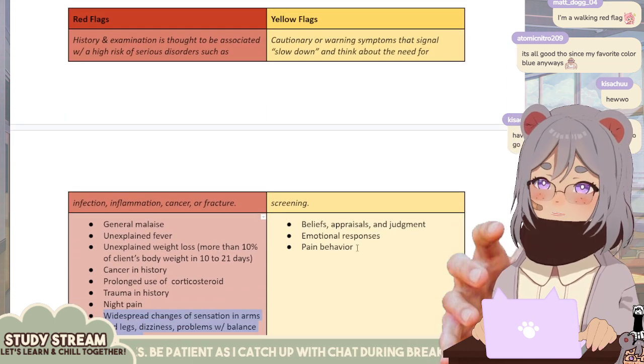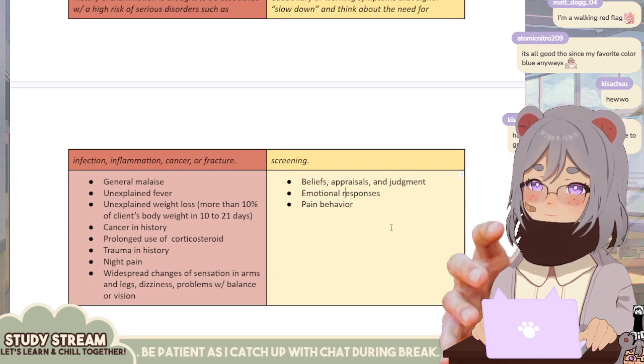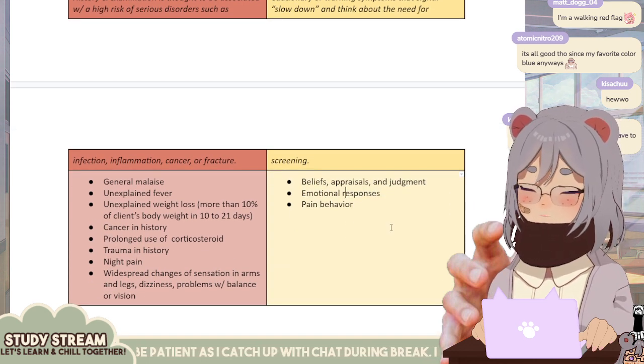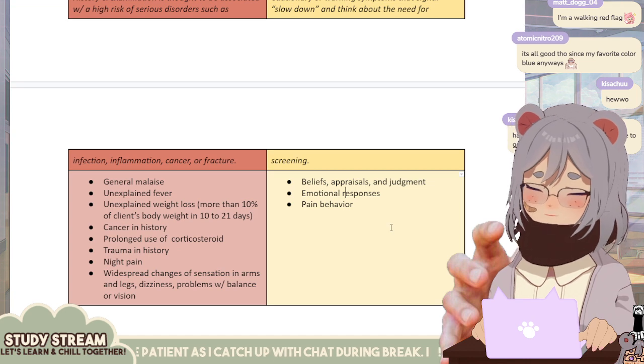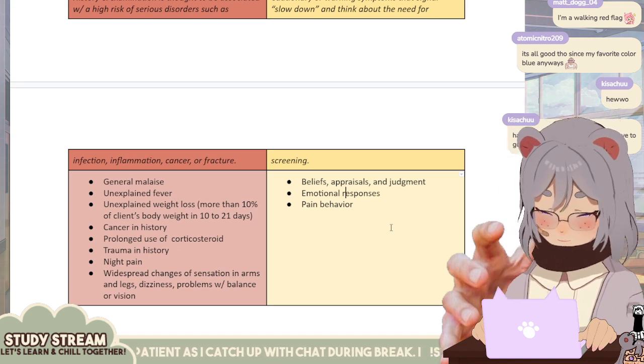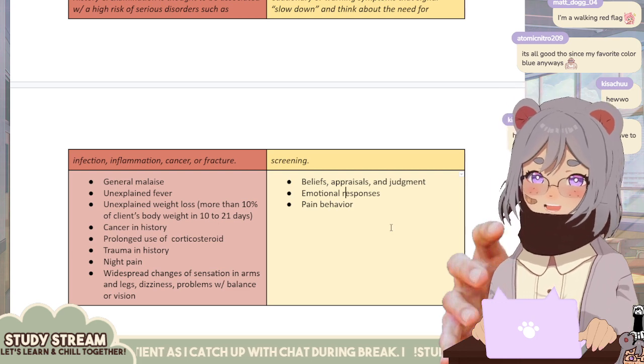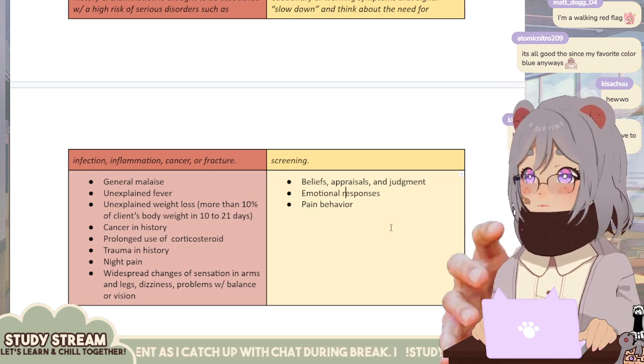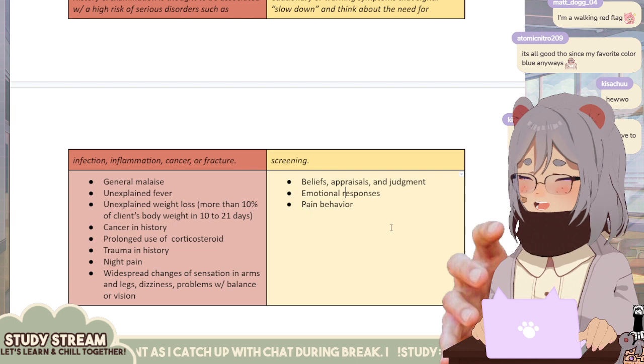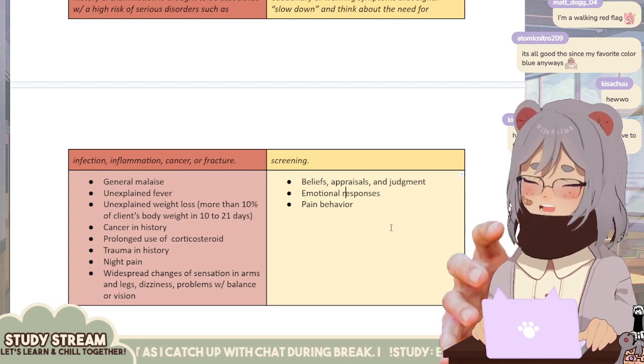As for yellow flags, basically the person's beliefs, appraisal, and judgment go into the care, because some people, oh my gosh, I'm sorry if you're one of these people, by the way. I do want to formally apologize. There are some people who don't believe in medicine. And they're like, my body can handle it.